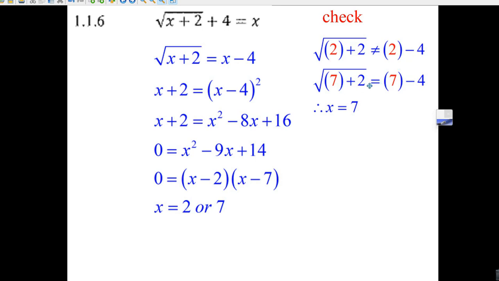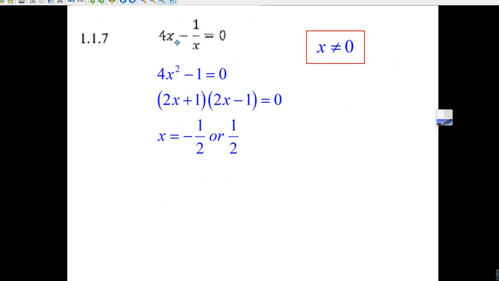Let's try the other one. 7 plus 2 is 9. Root 9 is equal to 3. And 7 minus 4 is equal to 3. So 7 works out good. So therefore, your solution is x equals 7.